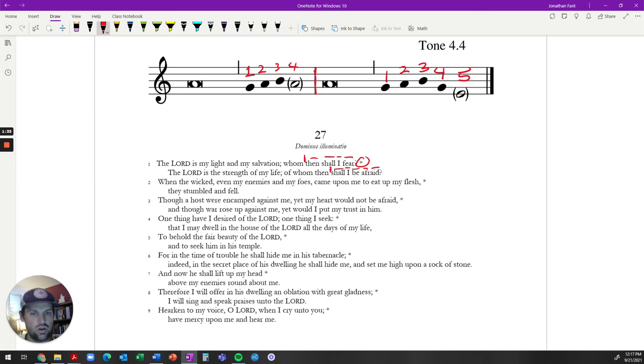And then you would just go on counting those syllables in each verse until you have the whole thing pointed. So that is Psalm Tone 4.4 sung to Psalm 27.